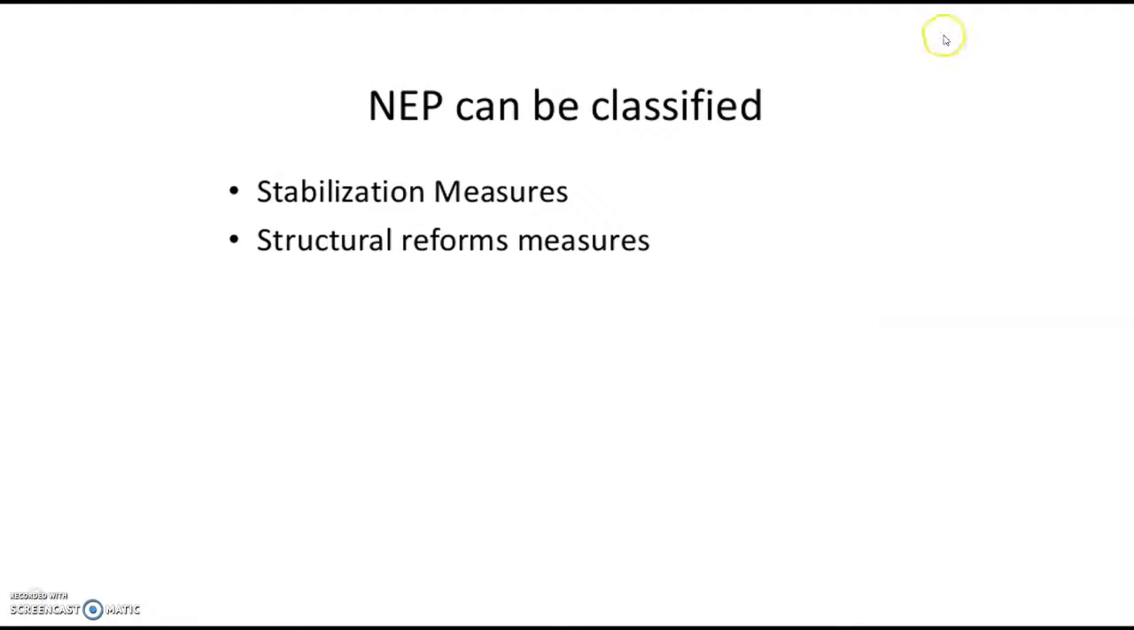Children, this new economic policy can be classified into a two-part program. First one, stabilization measures, and the second one, structural reforms measures. What do you mean by stabilization measures? Stabilization measures are short-term measures intended to correct some of the weaknesses that have developed in the balance of payments and to bring inflation under control.